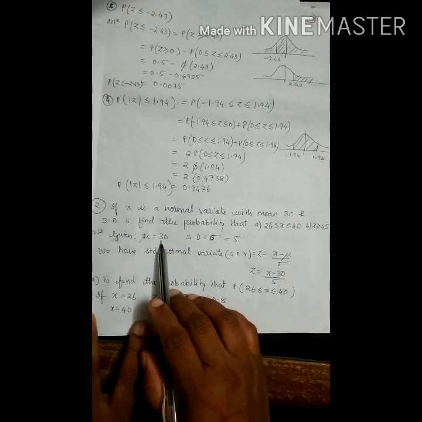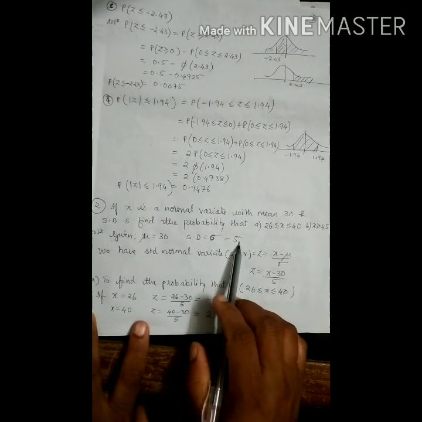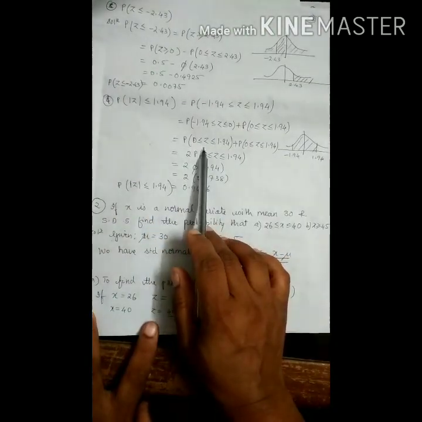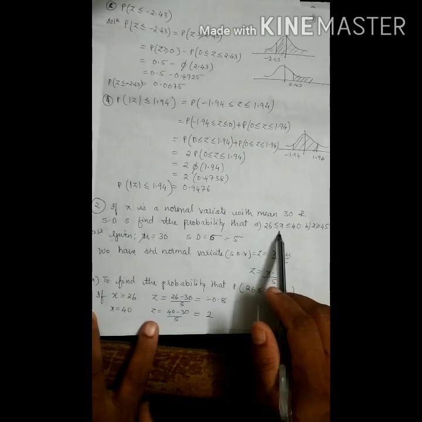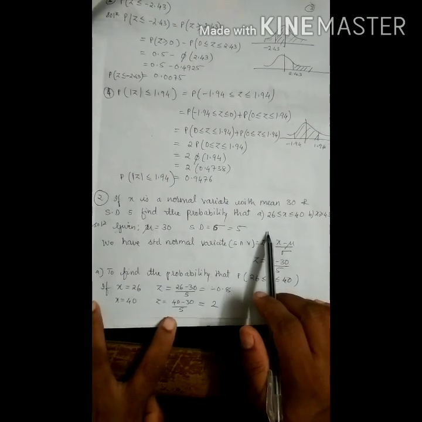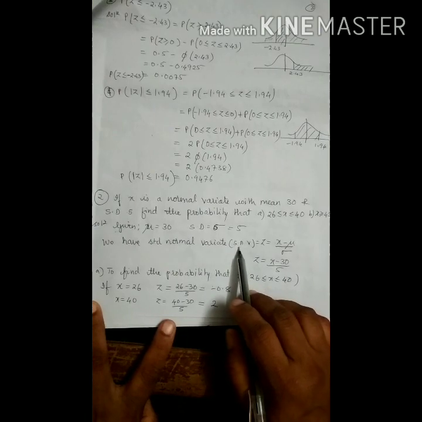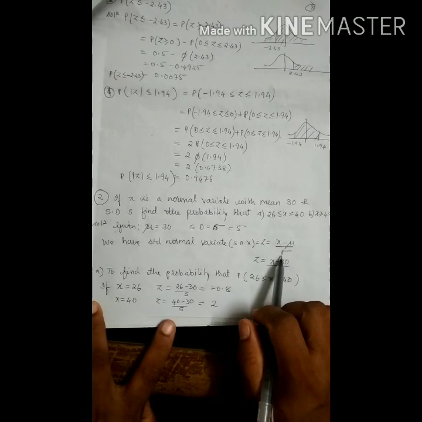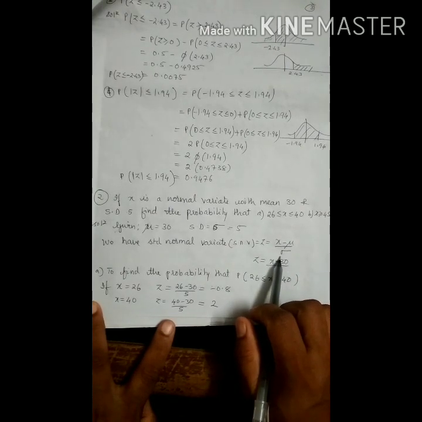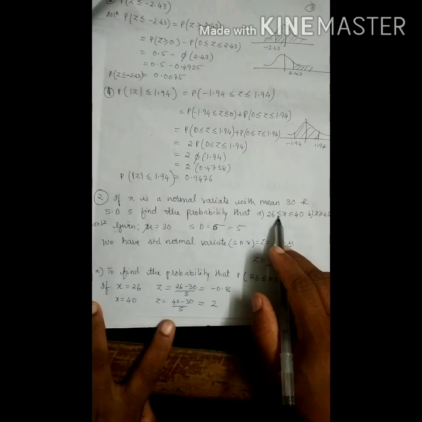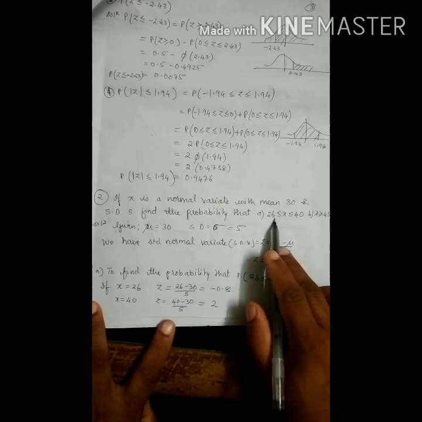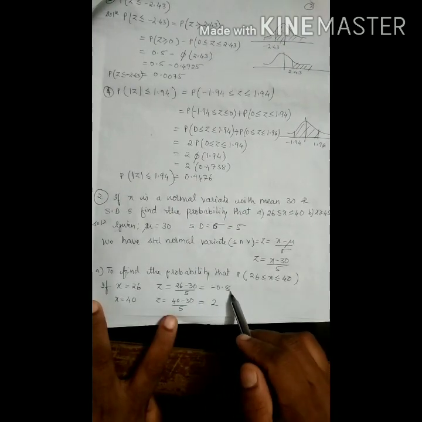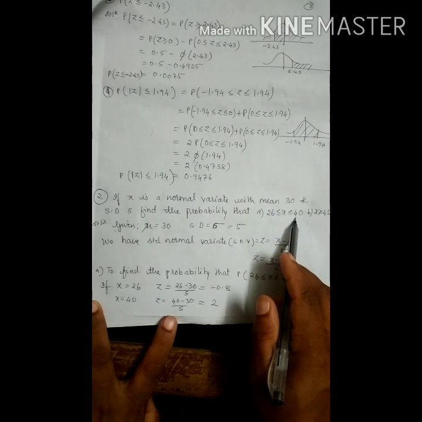Given is the mean, mu, 30. Standard deviation is 5. In the above problems we were talking all in terms of z, but the given question is in terms of x. We have to turn it into z. The standard normal variate z equals x minus mu upon sigma, as I have explained previously. Now you have the x values; find the z corresponding to these x values. When x is 26, z is minus 0.8. If x is equal to 40, then z is 2.